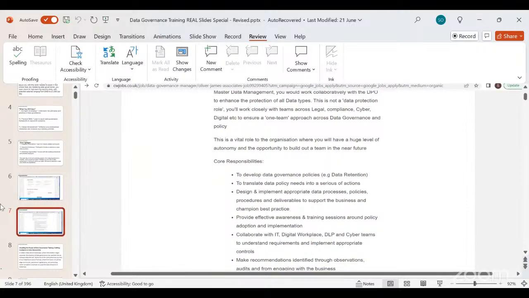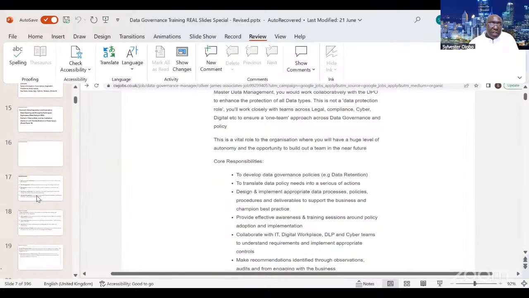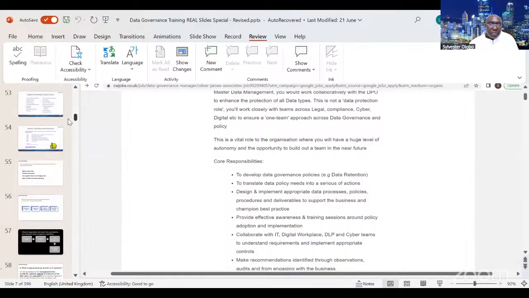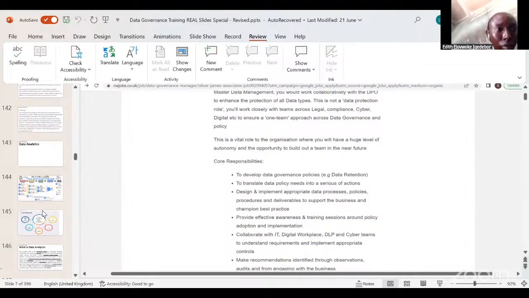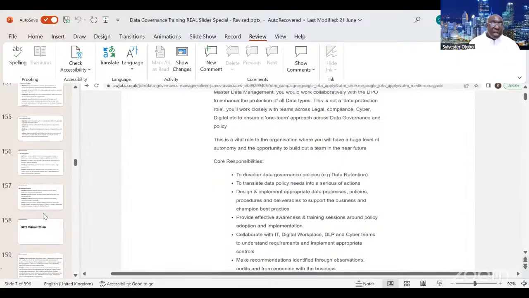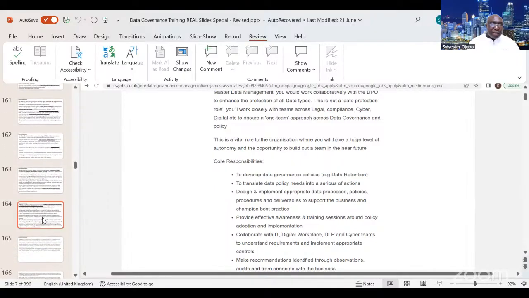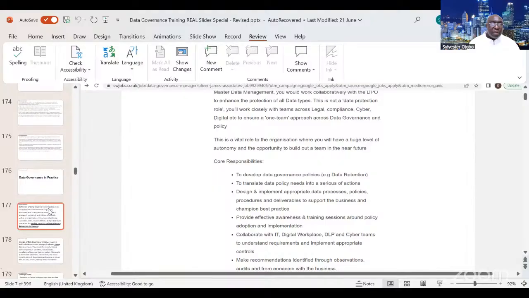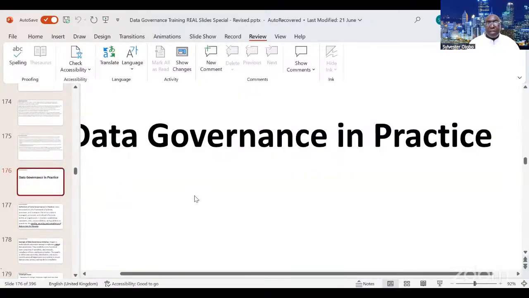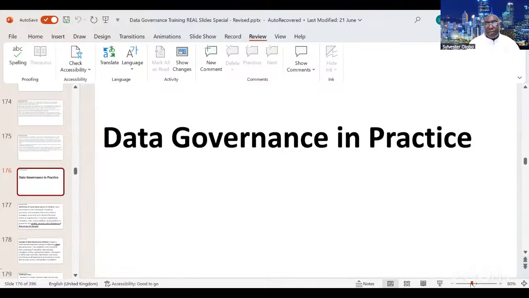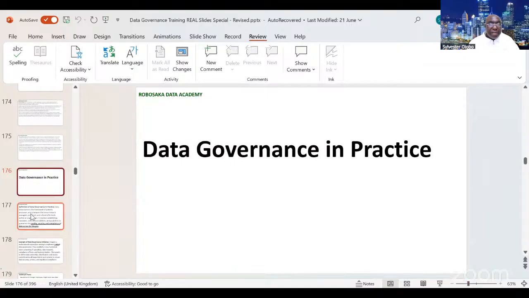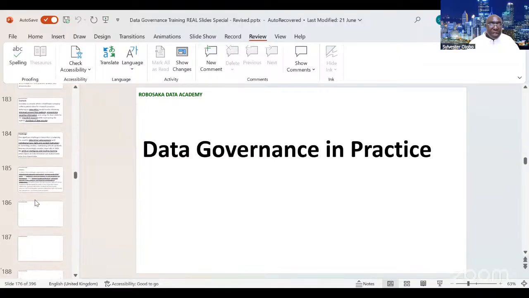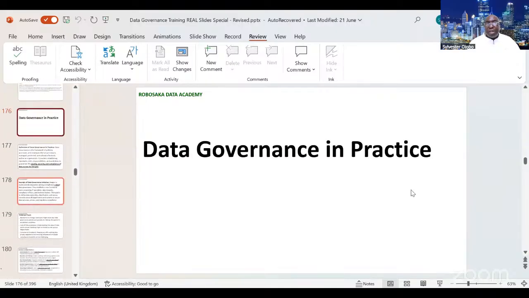Yes, sir. Good. Now, what are we treating today? We are dealing with data governance. Data governance in practice. In practice. You said that, do you see that now? Okay. Now, that is why I talk about best practice. So, what is the definition of best practice?